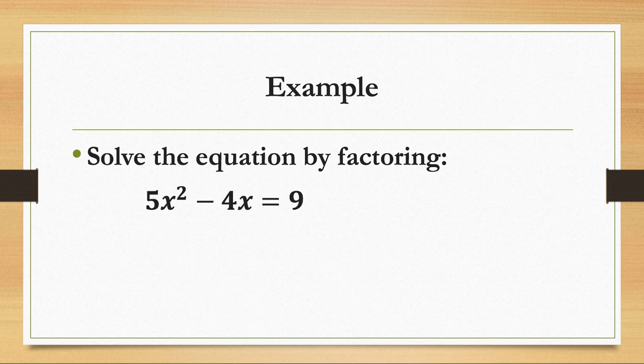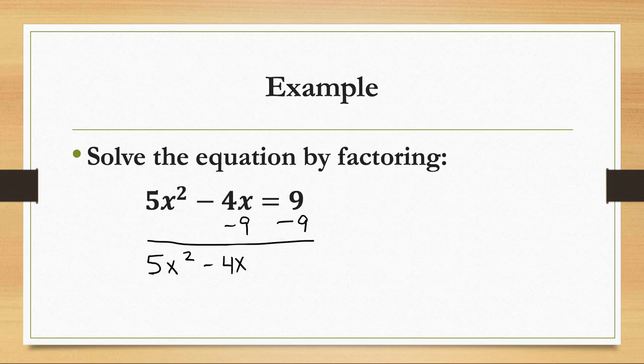All right, one final example. We have 5x squared minus 4x is equal to 9. Again, remember that it has to be set equal to 0 in order to factor. So I'm going to begin by subtracting 9 from both sides of the expression. So now I have 5x squared minus 4x minus 9 is equal to 0.